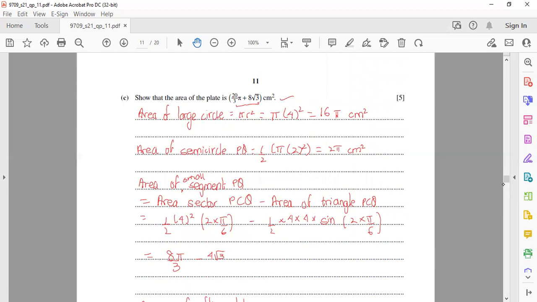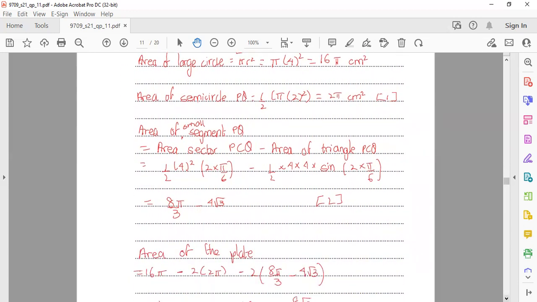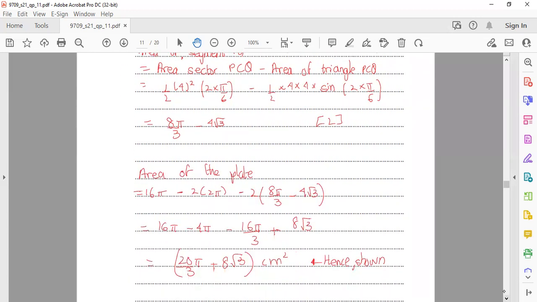Okay? So now where do you score those 5 marks? You get 1 mark for finding the area of the semicircle. You get 2 marks for finding the area of sector minus the area of the triangle. And you get 1 mark for correctly subtracting those from the area of the large circle, and 1 mark for showing the correct answer. Good?